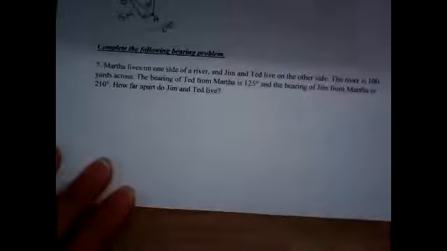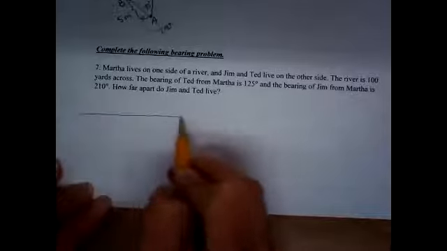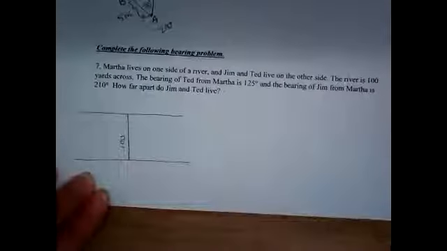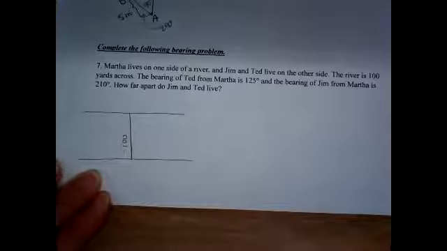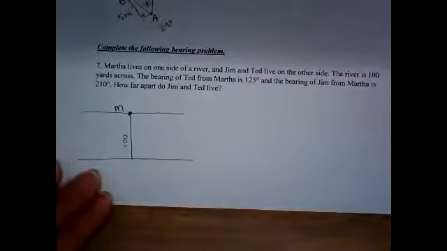So now we're going to try a word problem with it. Martha lives on one side of a river. Jim and Ted live on the other. The river is 100 yards across. Okay, here is the river, and it is 100 yards across. Pretend that's the river. Use your imagination. So we're going to put Martha right here. I'm going to call that M.